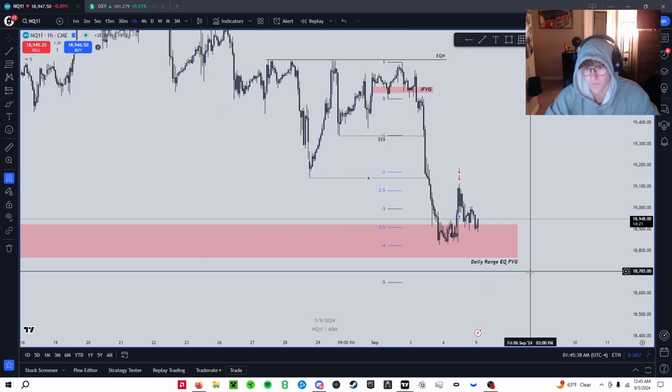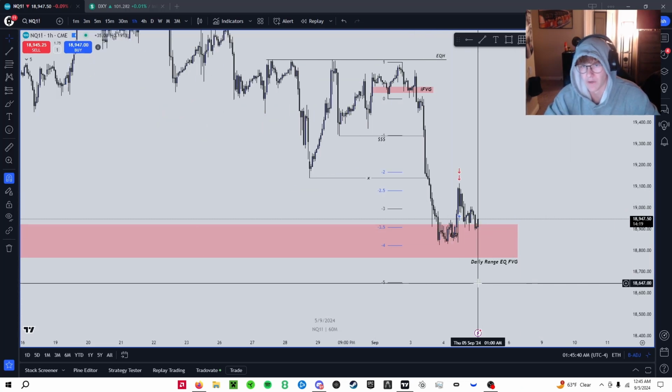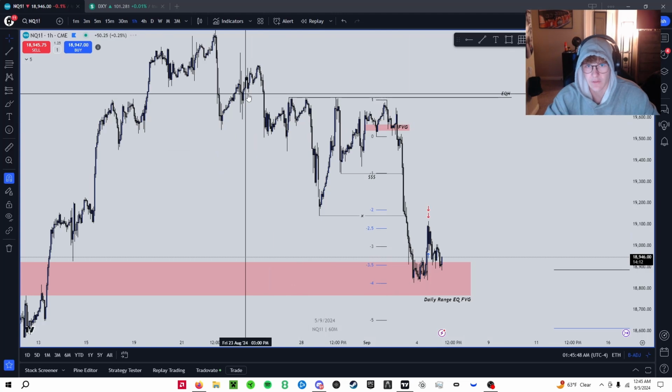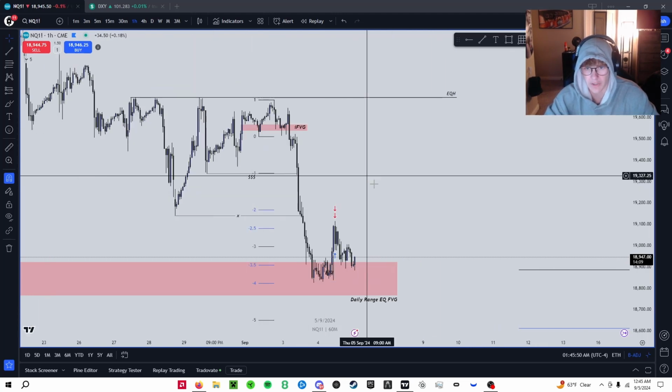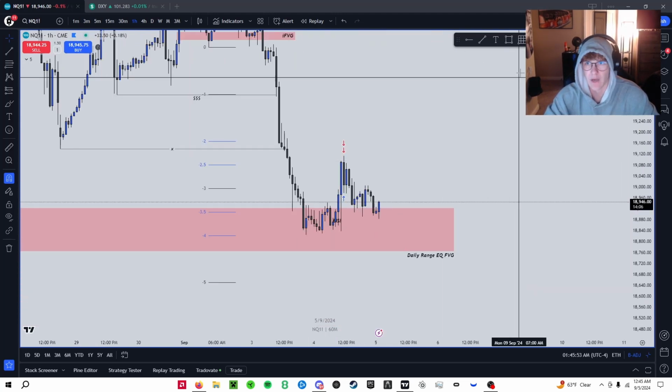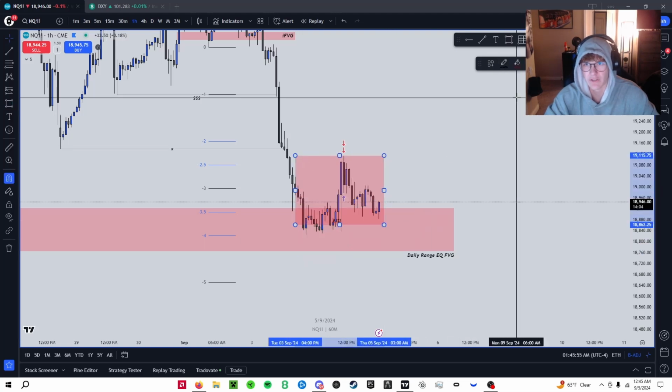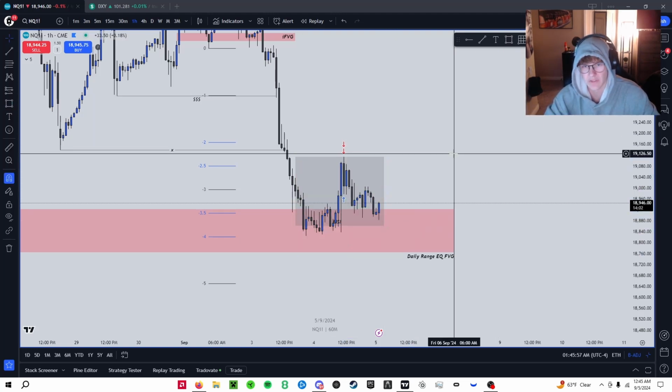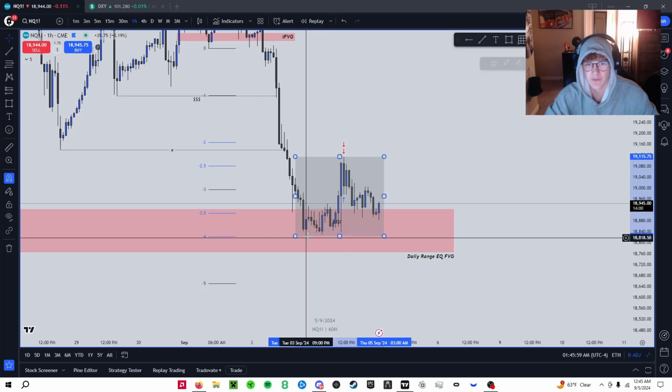Second of all, obviously the daily range equilibrium fair value gap. Look at these equal highs. That is a really high probability target here, a really nice draw on liquidity. And honestly, all of this accumulation on here is not good enough for me as a reversal swing to start projecting the new standard deviation for the rest of the week.